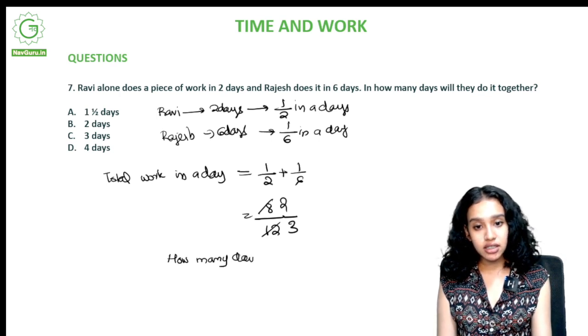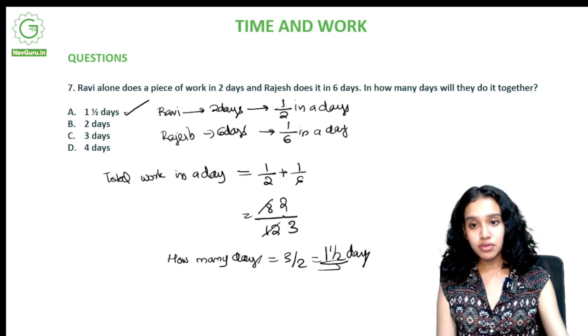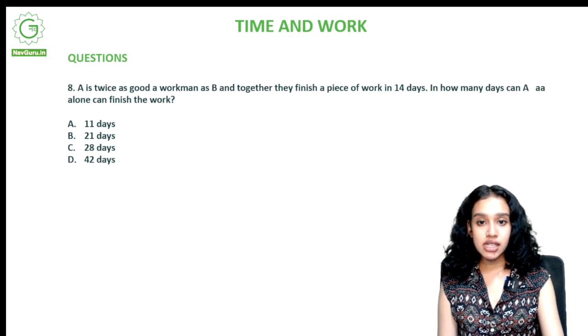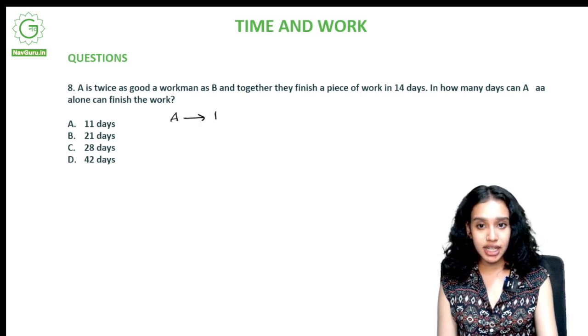It would take 3 by 2 days, or is equal to 1 by 2 days, for both of them to complete the work. Now let's move on to the next question. A is twice as good as a workman as B, and together they finish a piece of work in 14 days. So if A does one work in a day, A is twice as good as a workman, right?